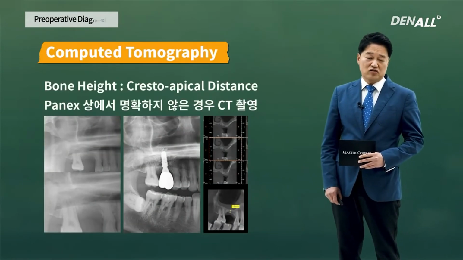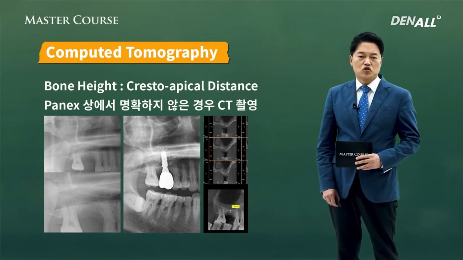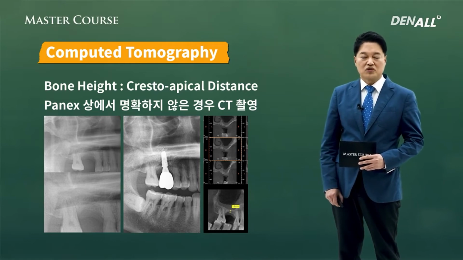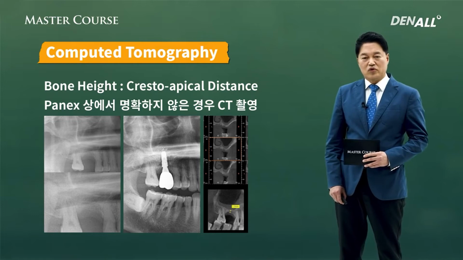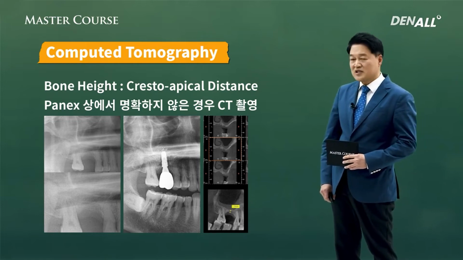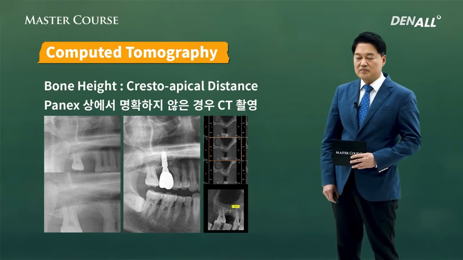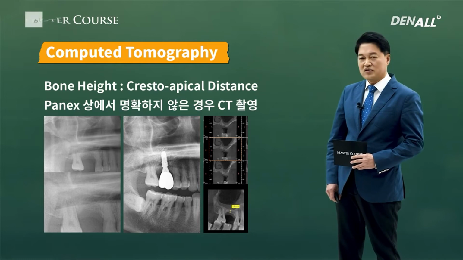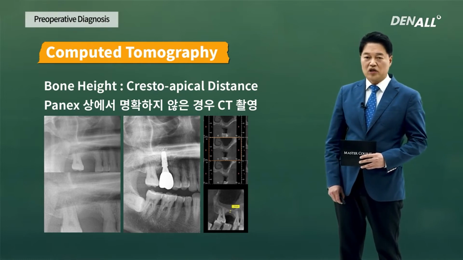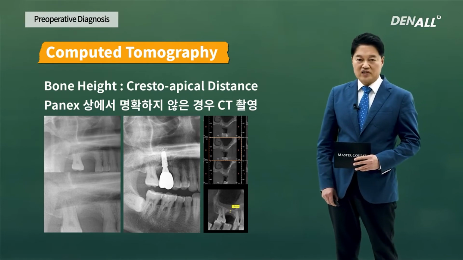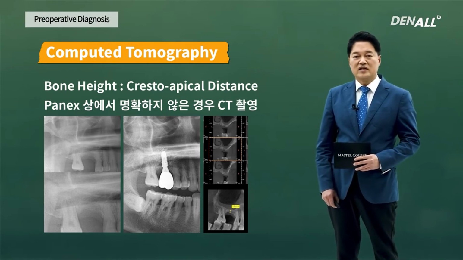As you can see, this is a Panax image. You don't know up until where the sinus wall is. And the bone height, in order to evaluate it accurately, you take CT. As you can see, it's only approximately 3.9 millimeter. The upper margin on the Panax was the margin of the lesion. There was very little remaining bone. Using a lateral approach, sinus graft was done and the implant was placed.